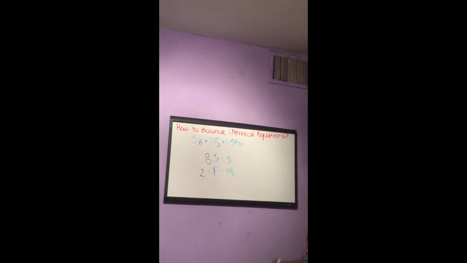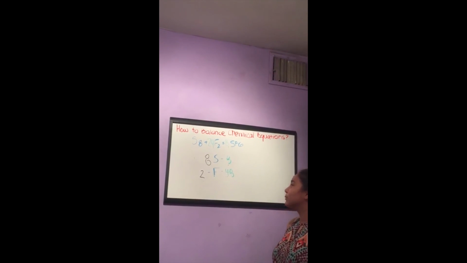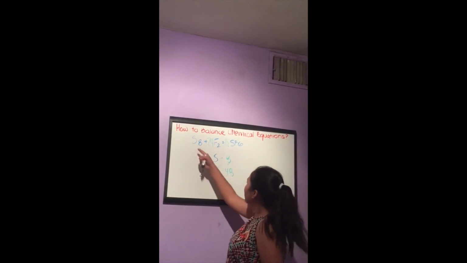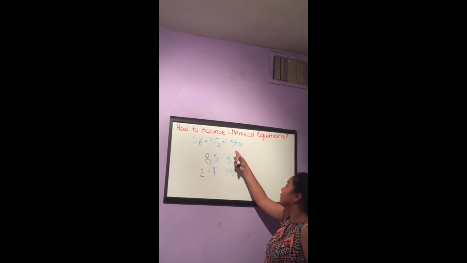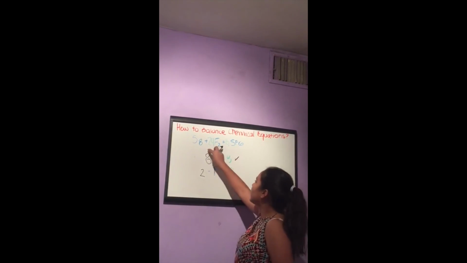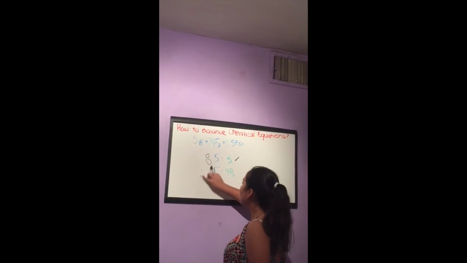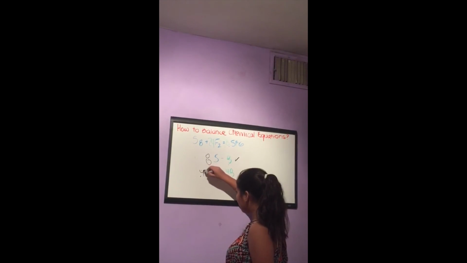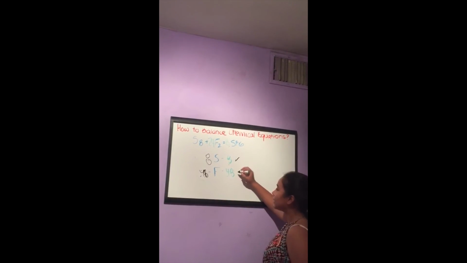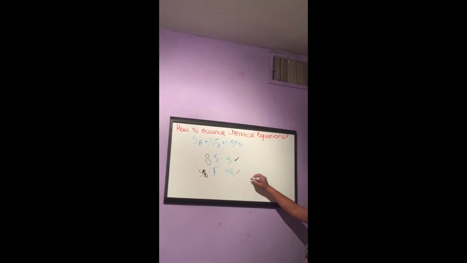So now we have to double check that we have the same number of atoms on both sides. We have 8 sulfurs and 8 sulfurs. We have 24 times 2, 48 fluorines and 48 fluorines. So this equation is balanced.